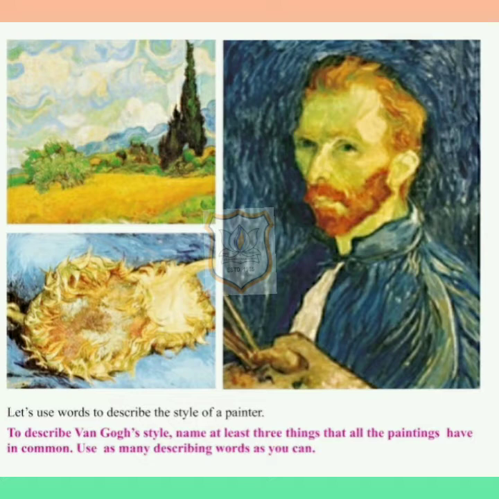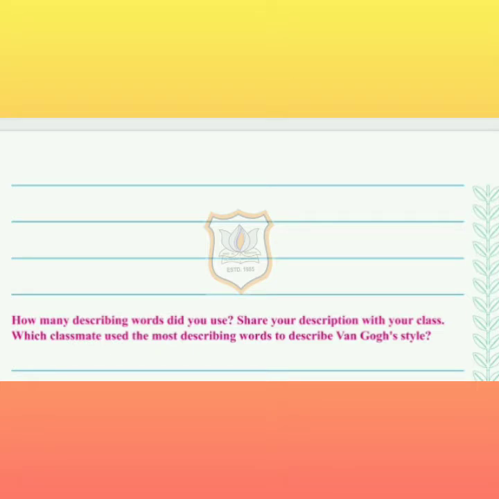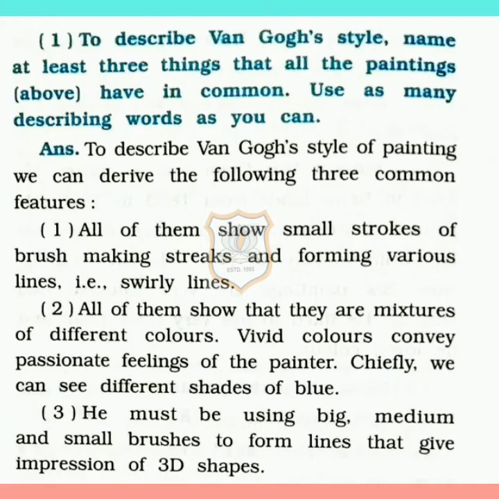Let's use words to describe the style of a painter. To describe Van Gogh's style, name at least 3 things that all the paintings have in common. Use as many describing words as you can. Children, here the space is given in the textbook and you have to write the answer in these colored blanks.